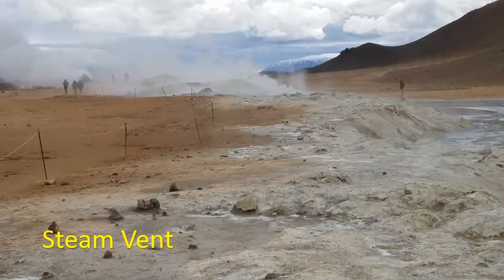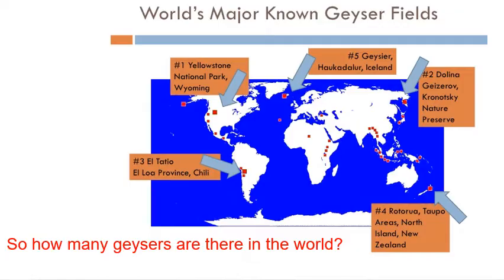So this is what we call a steam vent, and it's like a geyser, it's like a hot spring, except it's so hot that the water comes to the surface as steam only, and you can see it's being pushed up into the air when it gets to the surface because it's steam, and we know that hot steam is going to rise.